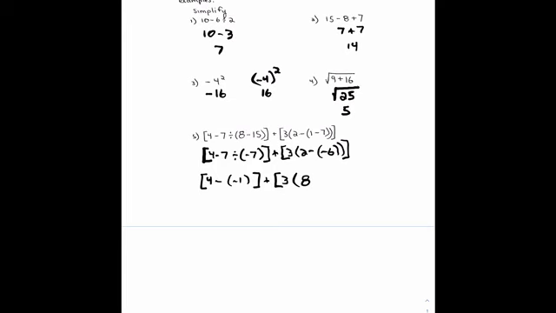You know what? I just realized something. I put an extra set of parentheses in there that I shouldn't have. No, actually, I'm good. Sorry. All right, and then we have 4 minus a negative 1 is 5. 3 times 8 is 24. And then the answer is 29.